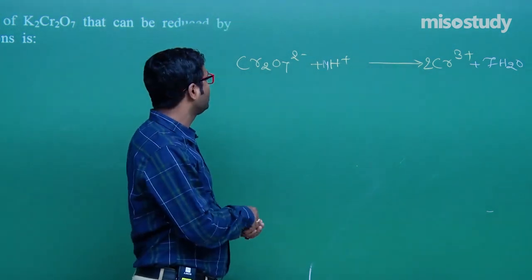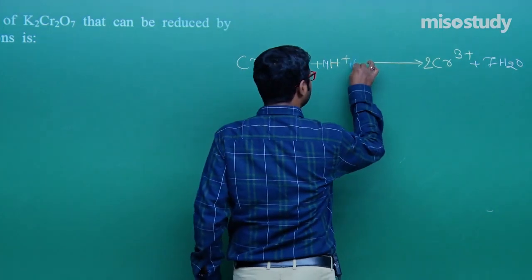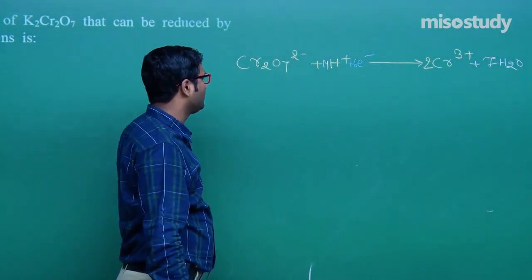Clear? Now how to balance the charge here? That is 12 plus 6, put here 6 electrons. Clear? This is the reduction half reaction.